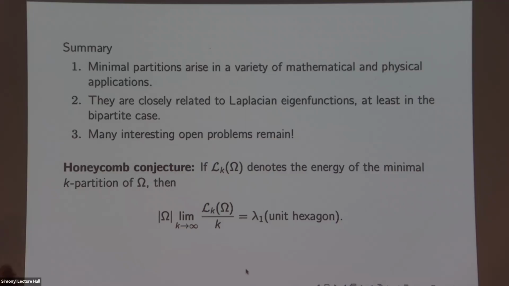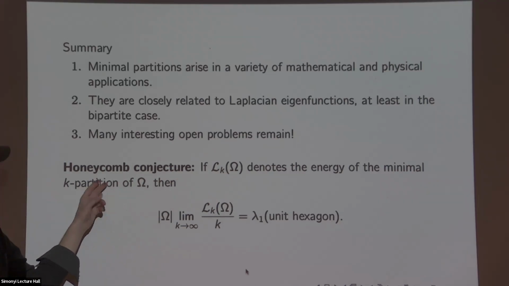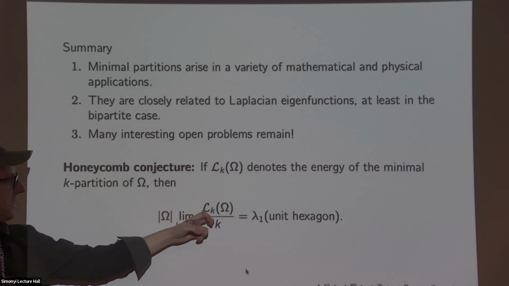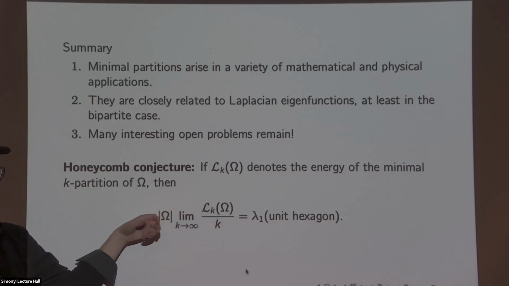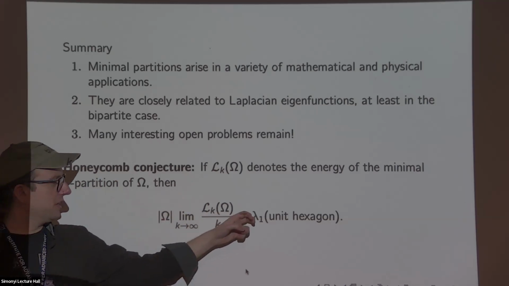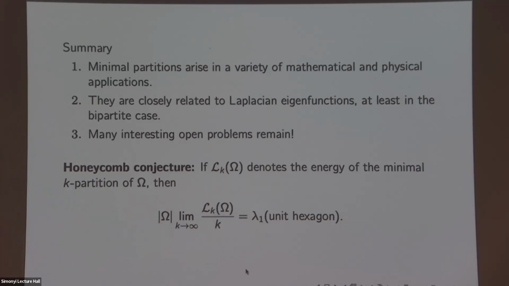The mathematical statement says if L_k of omega is the energy of the minimal K partition of omega, then the limit of this energy as K goes to infinity, with some appropriate rescaling, should just converge to the first eigenvalue, or ground state energy, of the unit area hexagon in the plane. So that's saying tiling everything by hexagons should be the asymptotic optimal partition in the large K limit.